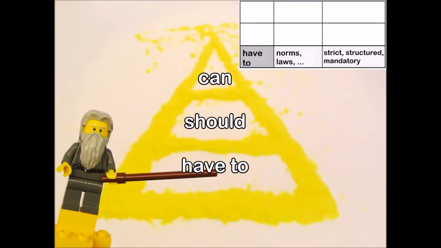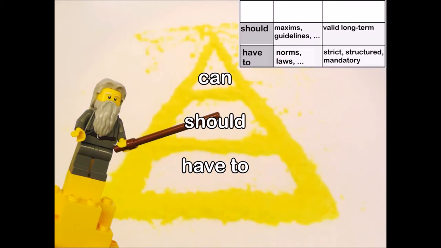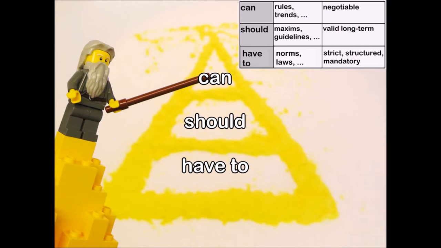The have to level describes norms, laws, or natural environmental conditions which are strictly defined and characterized by a high degree of structure. The should level describes maxims, guidelines, and general rules of conduct which are valid long term. At the top of the dune is the can level. It describes group-specific rules and trends which are individually negotiable and have high process dynamics.